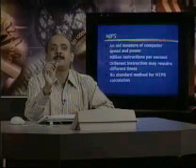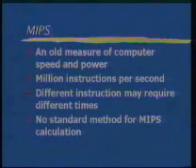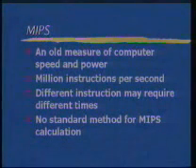So how can you define a common measure for all those instructions? Well, that is what my fourth point in the slide says, that there is no standard method for MIPS calculations. And that is why this terminology, million instructions per second, has become an old terminology, yet it gives us a broad indication that a given processor may be faster or slower than any other processor.